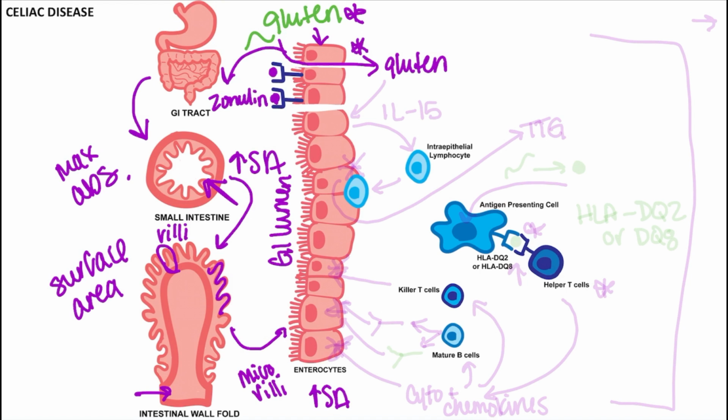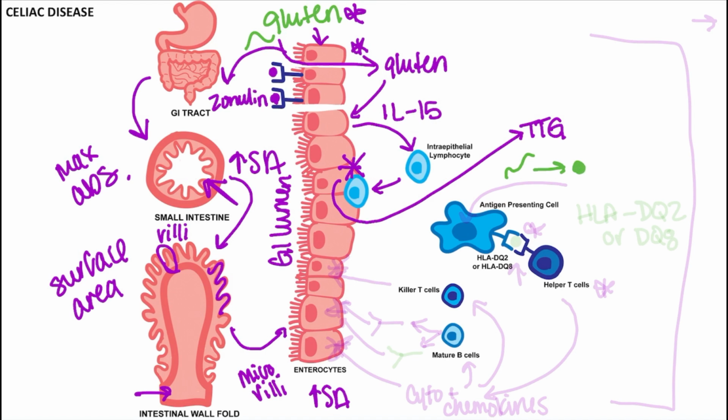Gluten also induces the enterocyte's release of a cytokine, IL-15 or interleukin-15. And this cytokine activates and recruits intraepithelial lymphocytes to the enterocyte layer to promote the immune response and initiate the damage of enterocytes. These damaged enterocytes will release TTG, or tissue transglutaminase, which is an enzyme that will act upon the accumulating gluten and modify it.